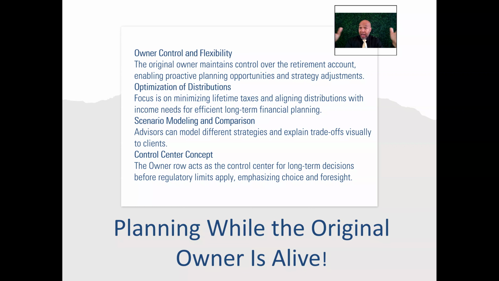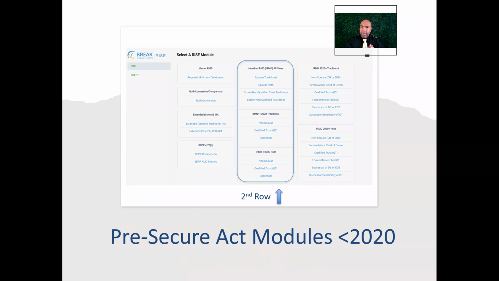You have scenario modeling and comparison, but I like to consider the owner row as the control center for long-term decisions, because the owner is in control of what's going on. So again, you ask the question coming in when you look at the dashboard, who am I doing this for and what's going on? Is the owner in control? You're going to go to your first row and you're not going to look at anything else. At this point, watch this.